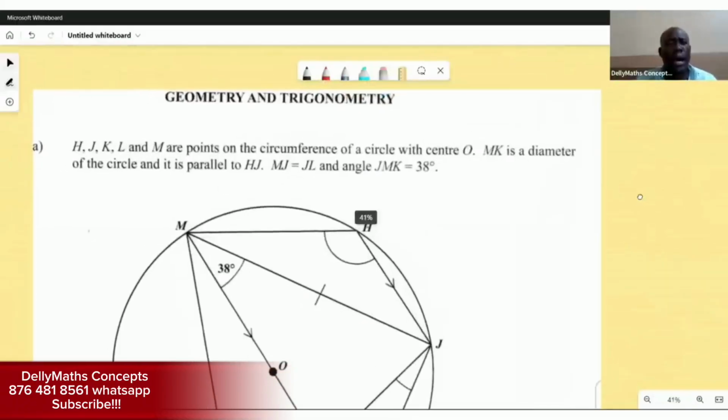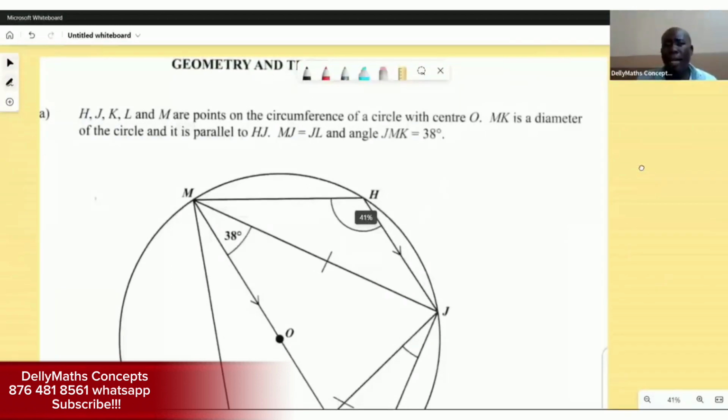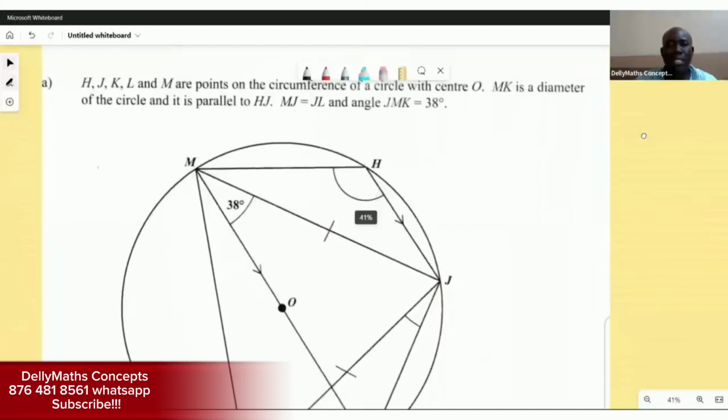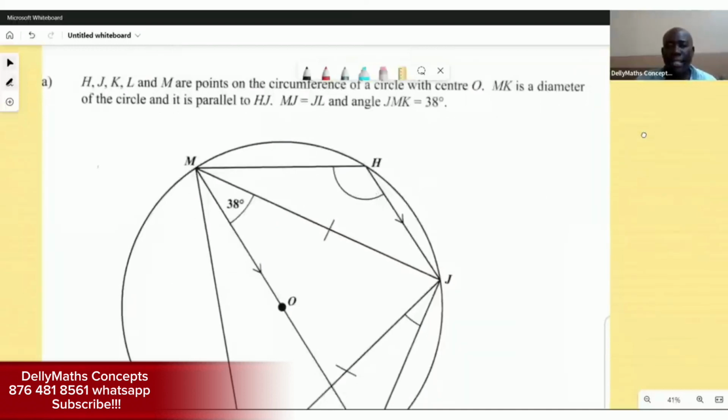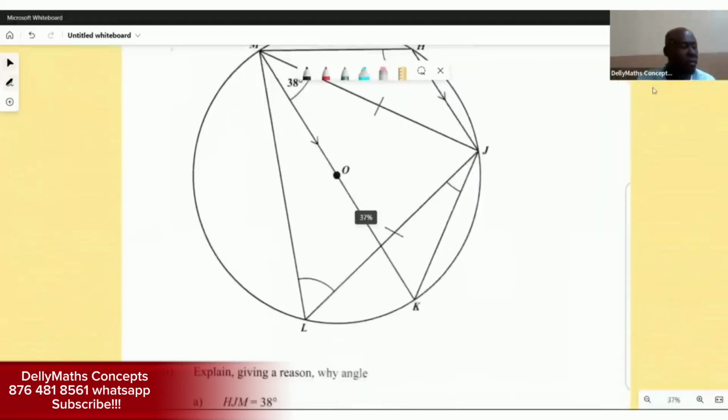And it reads, H, J, K, L, and M are points on the circumference of the circle with center O. MK is a diameter of the circle, and it is parallel to HJ. The parallelism is very important to note. MJ is equal to JL, and the angle JMK is 38. So they are giving us some information here.